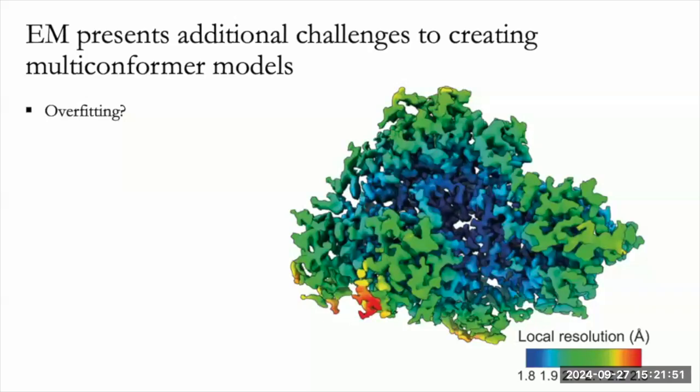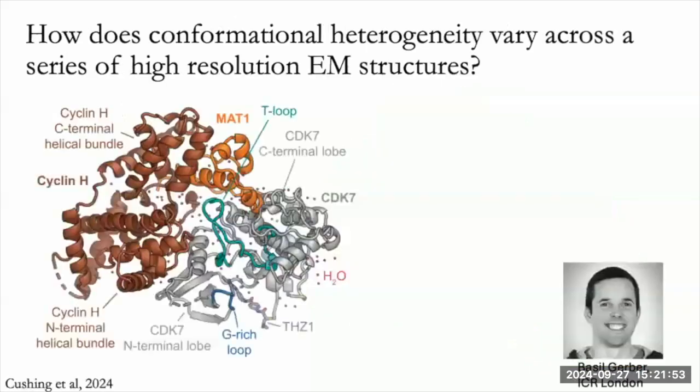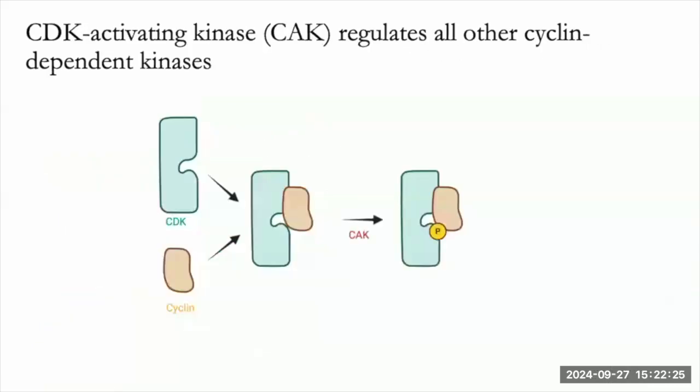Okay, so with all these caveats, we wanted to see if QFIT could identify conformational heterogeneity across a series of high resolution EM structures. This was taken from Basil Gerber's group over in London, in which he was able to get very high resolution, about 1.8 angstrom, of this kinase complex, which is really important.